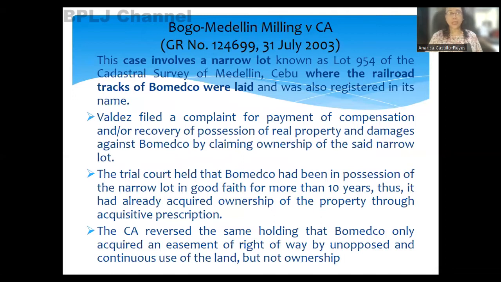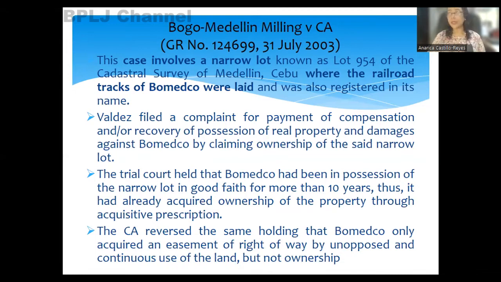We now come to the case of Bogo Medellin Milling versus Court of Appeals. This case involves a narrow lot where the railroad tracks of Bomedco were laid. We speak of a sugar milling corporation in which there is a sugar milling site, and there were railroad tracks that passed through in order to go to the milling site, from the farm to the milling site. Now, Valdez filed a complaint for payment of compensation as well as recovery of possession of that narrow lot on which the railroad tracks were built.